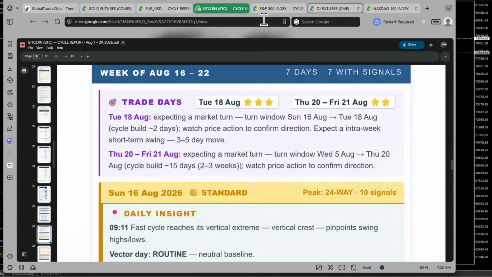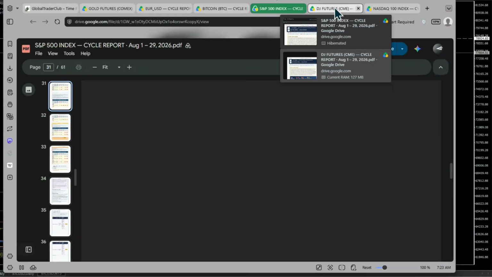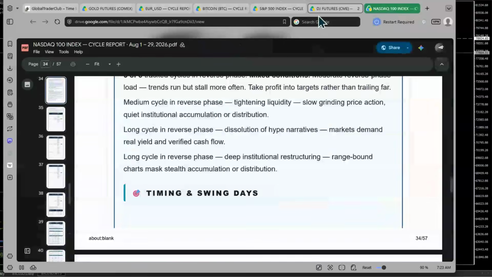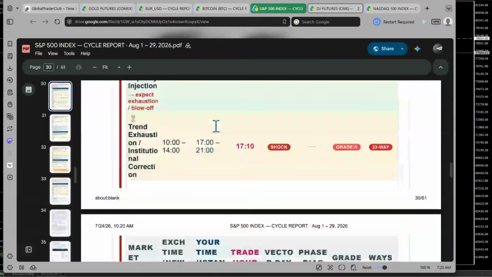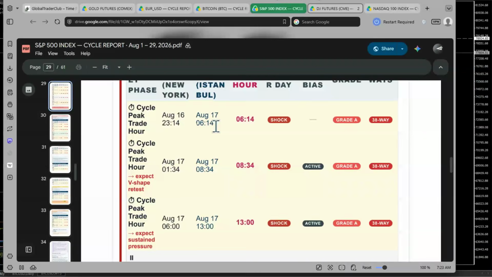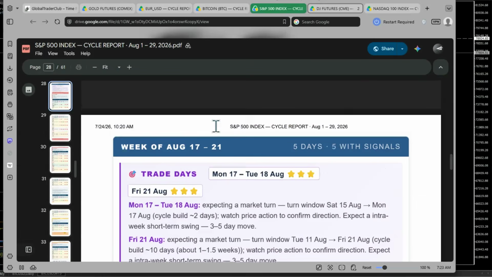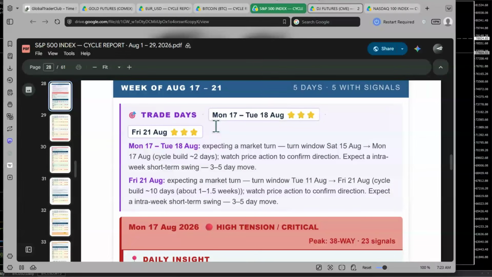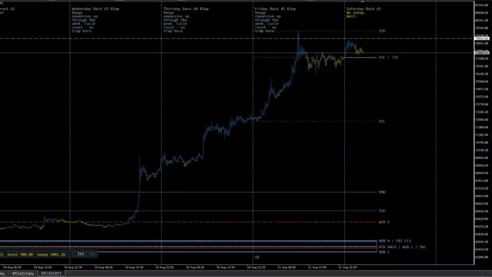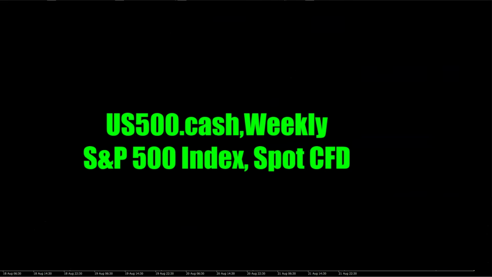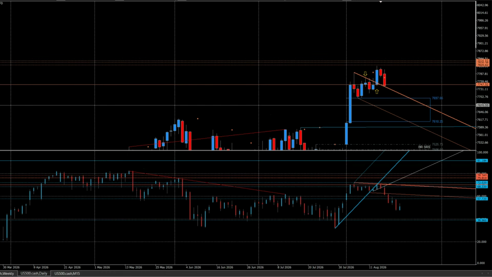If you take a look at the indices with the SP 500, Dow Jones, NASDAQ, let's take a look. SP 500, let's see. Here we have Monday or Tuesday and Friday. We had Monday or Tuesday and Friday for SP 500. For Dow Jones, we had Tuesday, Wednesday. And NASDAQ, we had a Monday and a Thursday. So let's take a look.